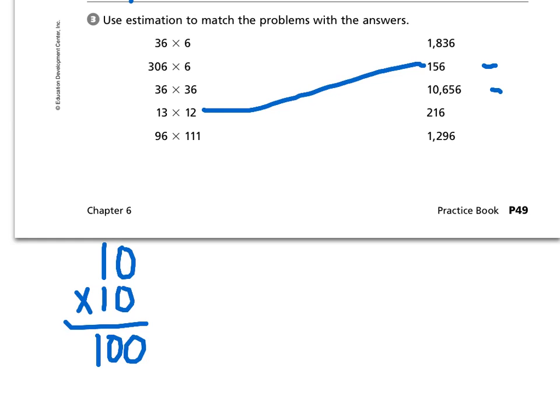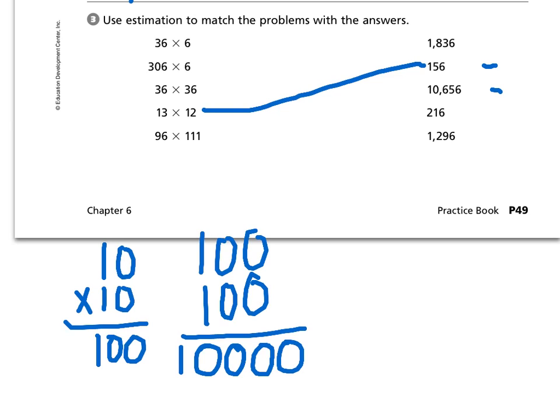The largest numbers multiplied together are 96 and 111, and I can do a little bit of estimating, and I know 100 times 100 is 10,000. So I know that it's the highest, and that's how I pared it down.